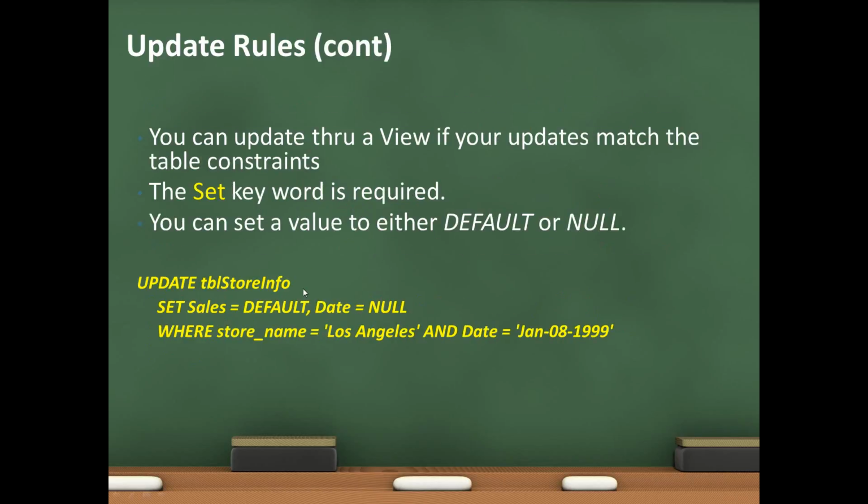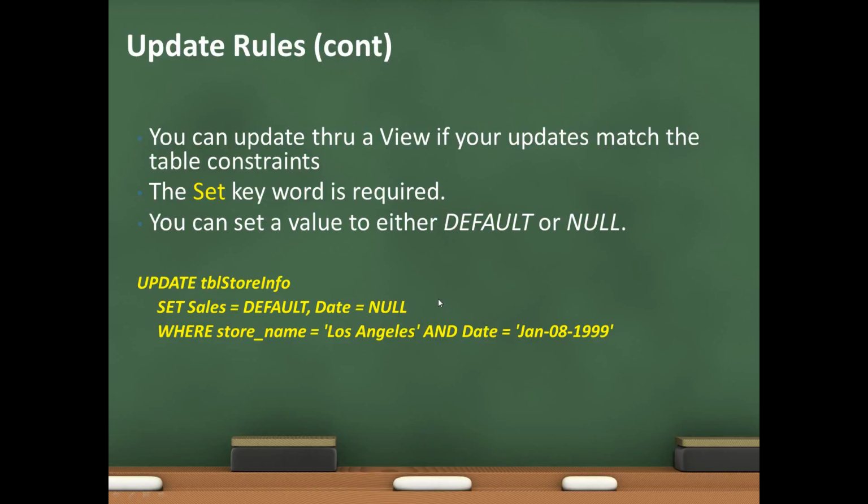Here's an example of an update statement that uses two different values. In this case, we're saying update table store info. We have to use that set keyword: set sales, that's the column that we want to change, equal to default, but we only have to use set one time, and then set the date column equal to null. This is what we use to change an existing date to a null. You don't do that very often, but I told you before we can do it, and here's an example of how we can go back in there and override a date, and it would basically take this January 8, 1999 and make it into a null date.